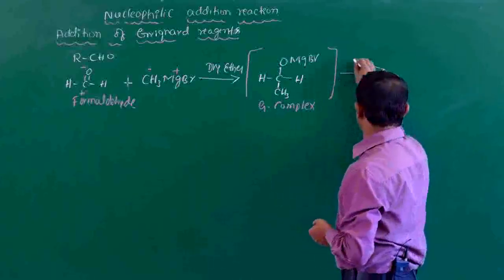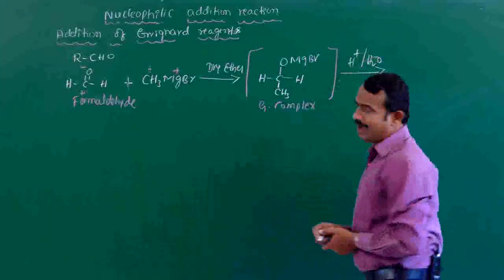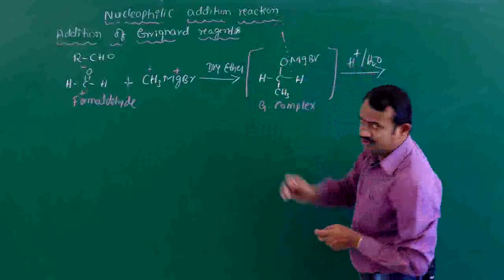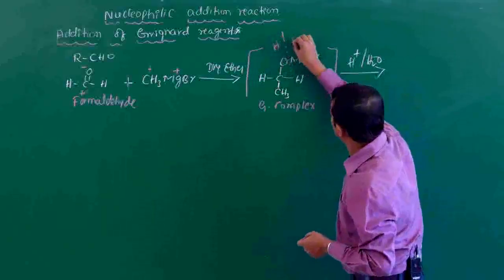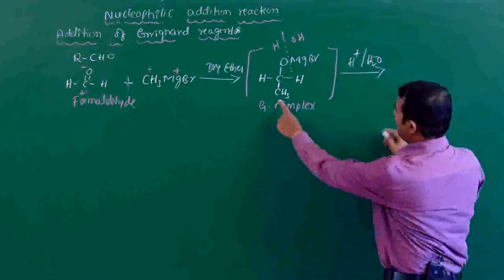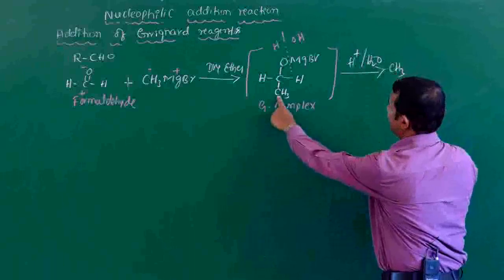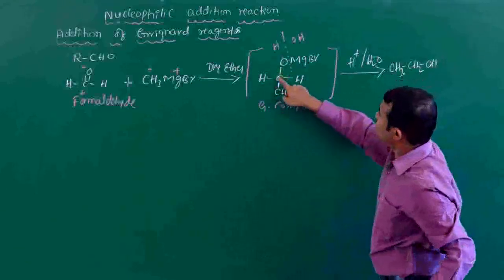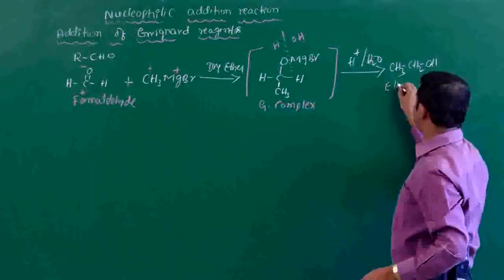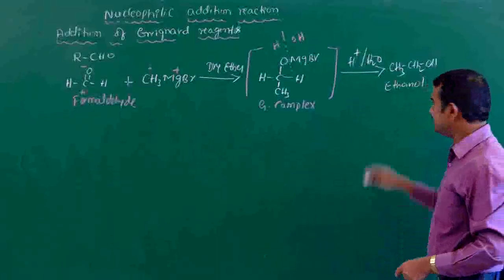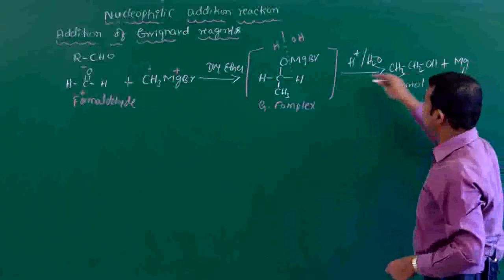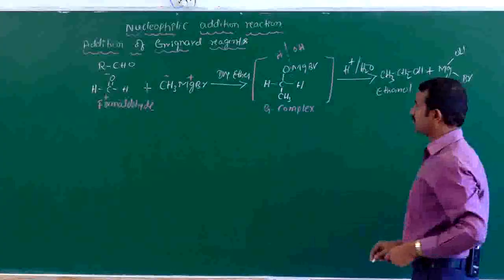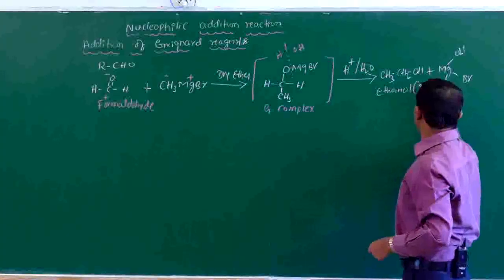Next, it undergoes acid hydrolysis. You separate the water molecule into H and OH. The formula is CH3, CH2, OH, and the name is ethanol, with the byproduct Mg(OH)Br. This is a primary alcohol.